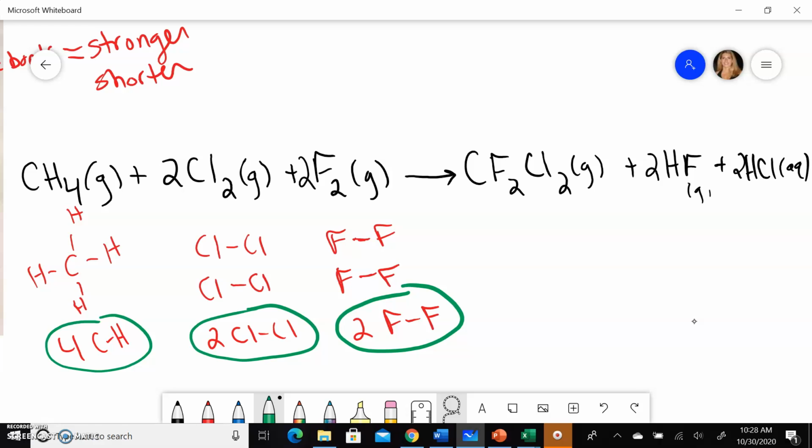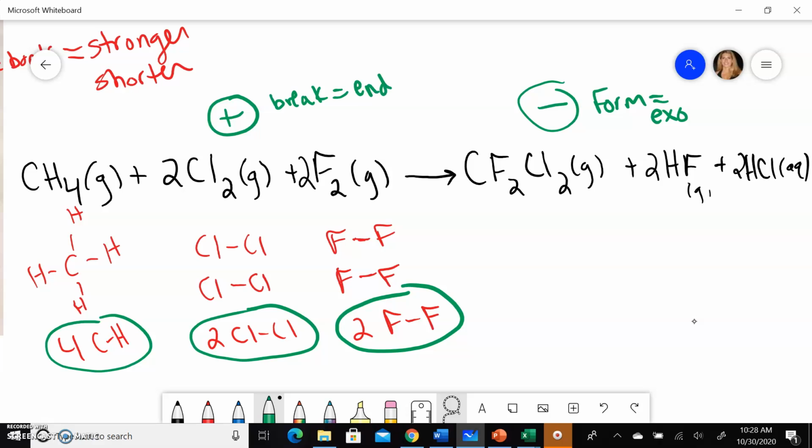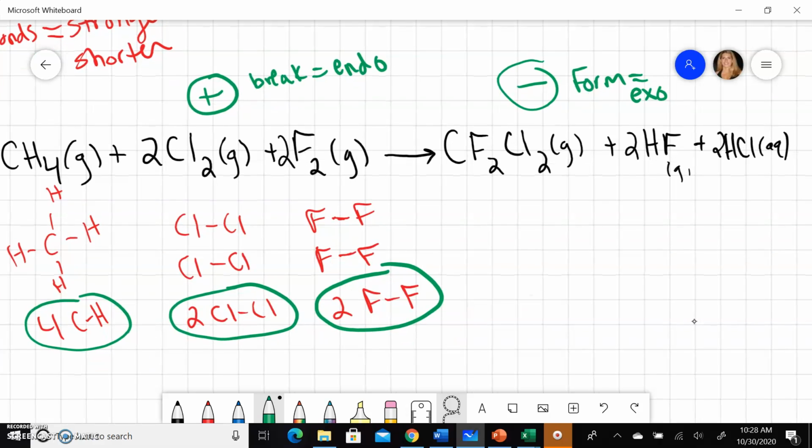Once we break all of those, that's going to be positive because you're breaking it. Then we're going to form all the ones on the right. And when you form bonds, you get energy. So remember, forming bonds is going to be exo. And breaking is going to be endo. All right, so now we're going to form all of these over here.